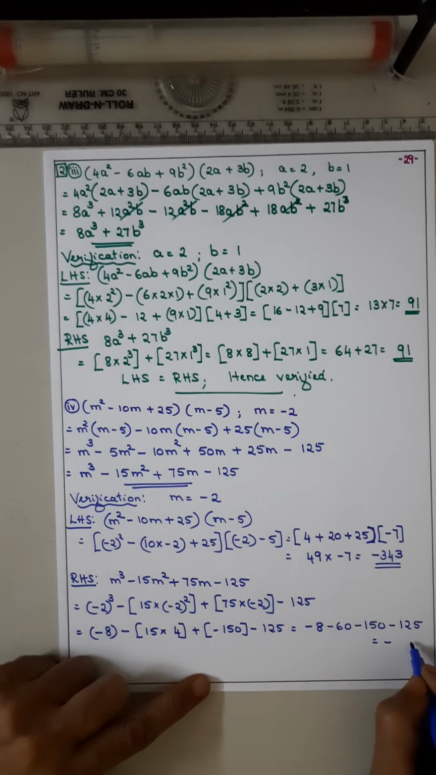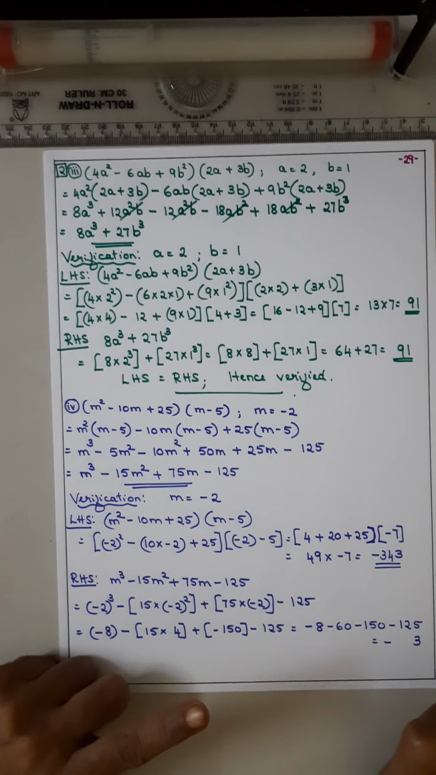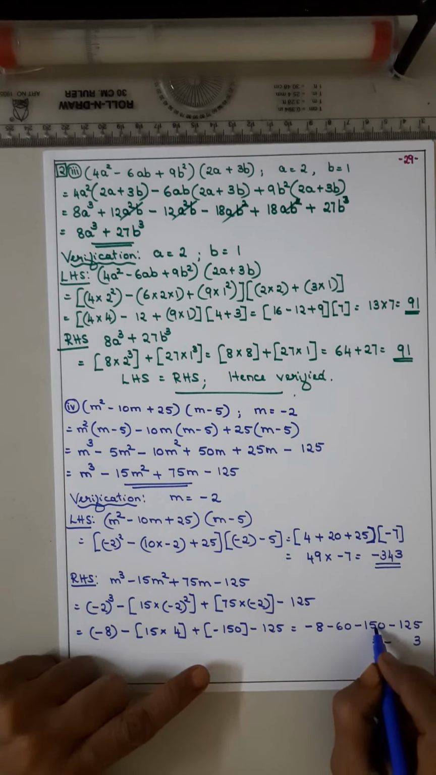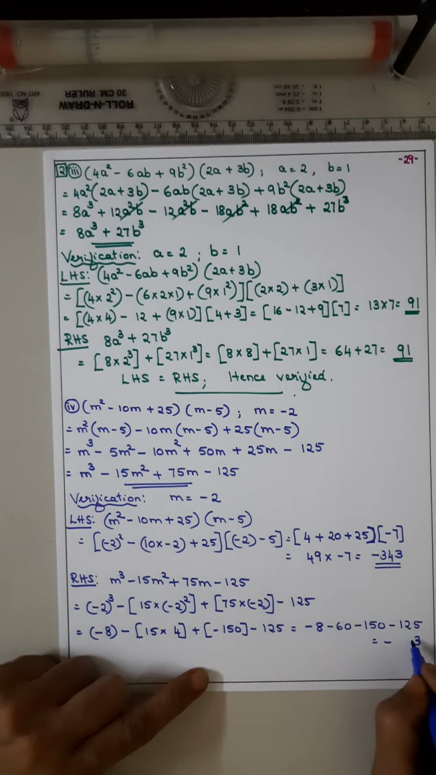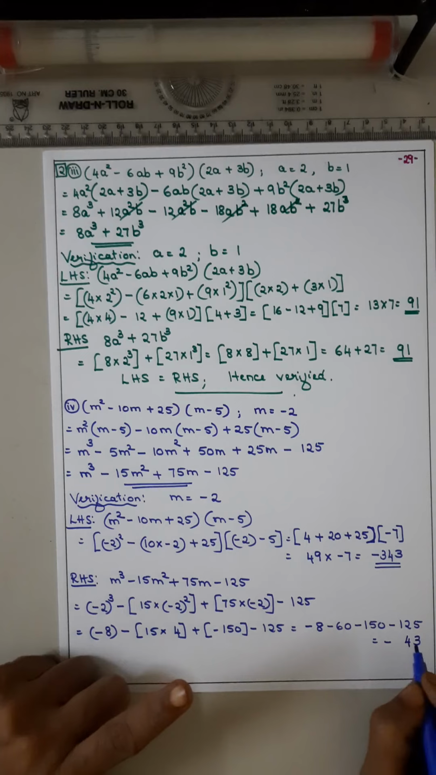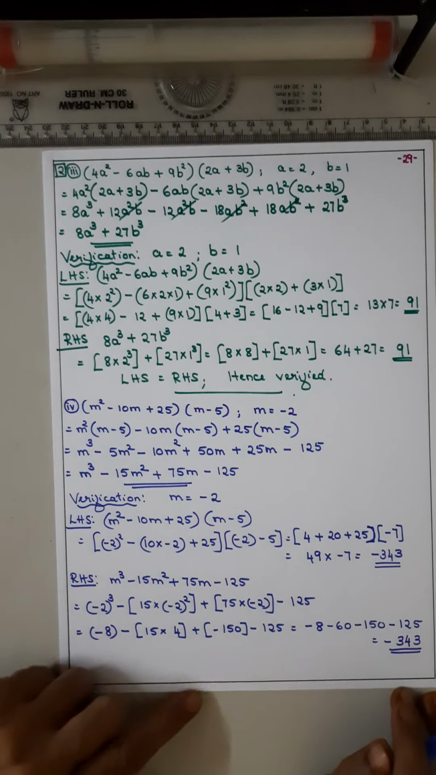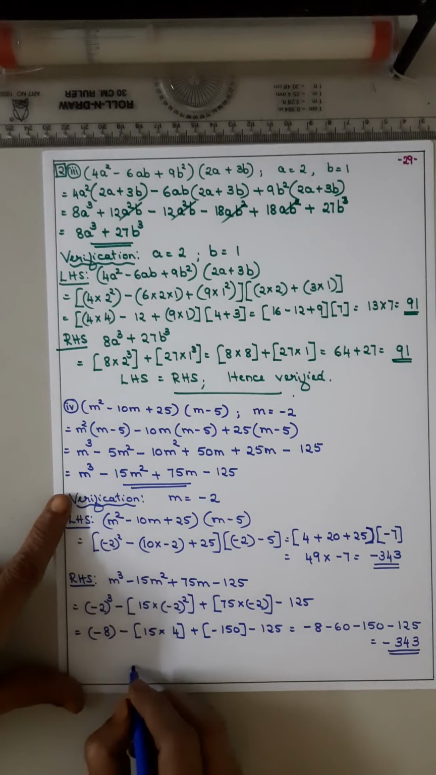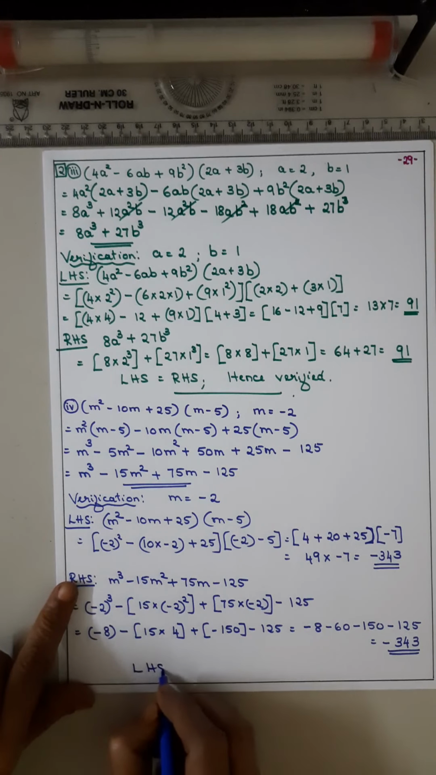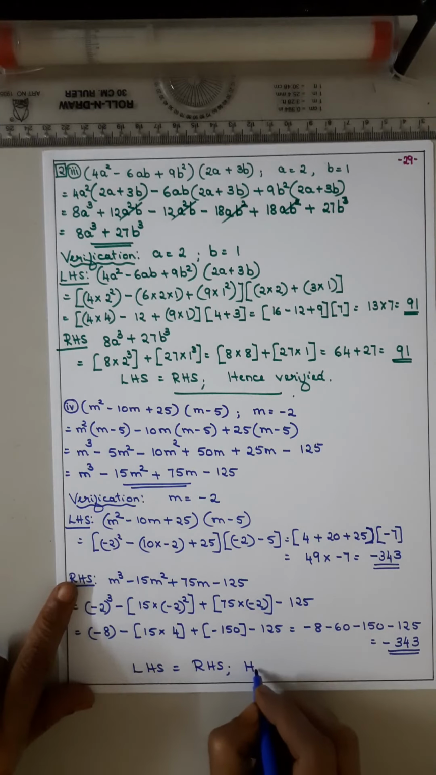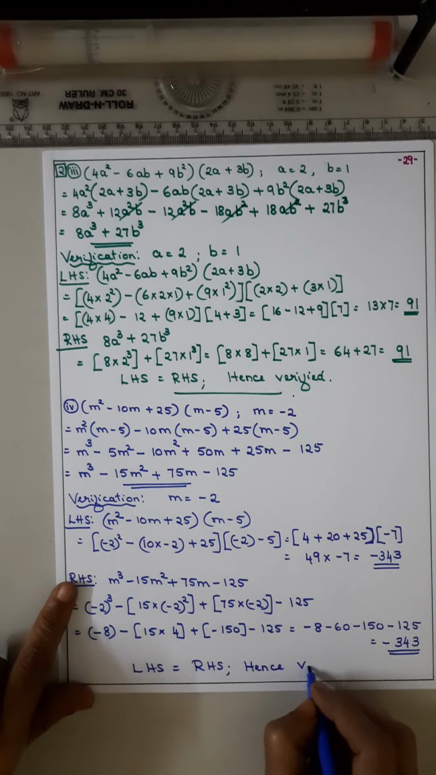8 plus 5 is 13, 1 plus 2, 3, 3 plus 5, 8, 8 plus 6 will be 14, 1 plus 2, 3. So you got minus 343. So that is why LHS is equal to RHS, hence verified.